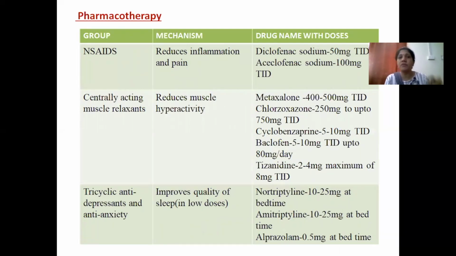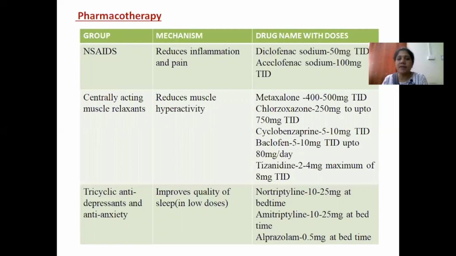So we have to give some medications to relieve the pain, to relieve the spasm, and again to calm the patient. Here I have mentioned only two, diclofenac and acetaminophen, but we have a list of drugs which relieve pain and inflammation. Then muscle spasm can be relieved by centrally acting muscle relaxants. A few drugs like methocarbamol, chlorzoxazone, baclofen, tizanidine will relieve pain, but take care of side effects like drowsiness, so they should be given at night time.